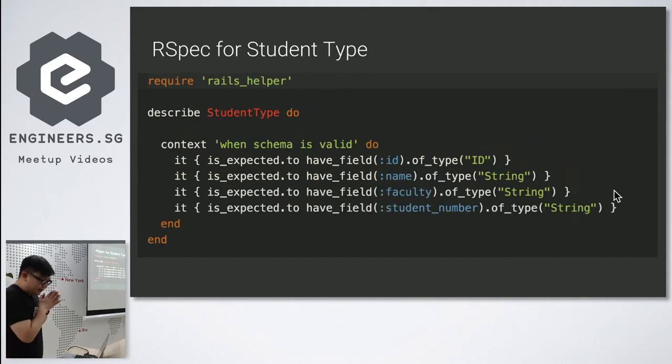And then I can also check if the schema is valid. I could say that for StudentType, I want to ensure that there's a field called ID with the type of ID, name string, faculty string, student number string. Very straightforward. I could have added the graduated field and say type of Boolean. That will work as well.